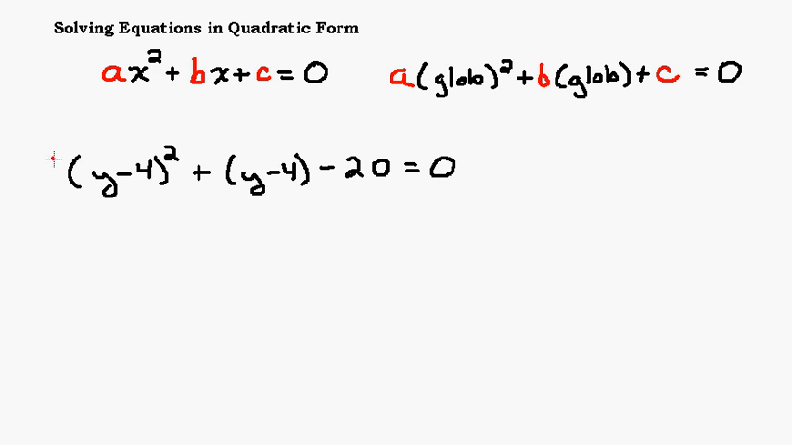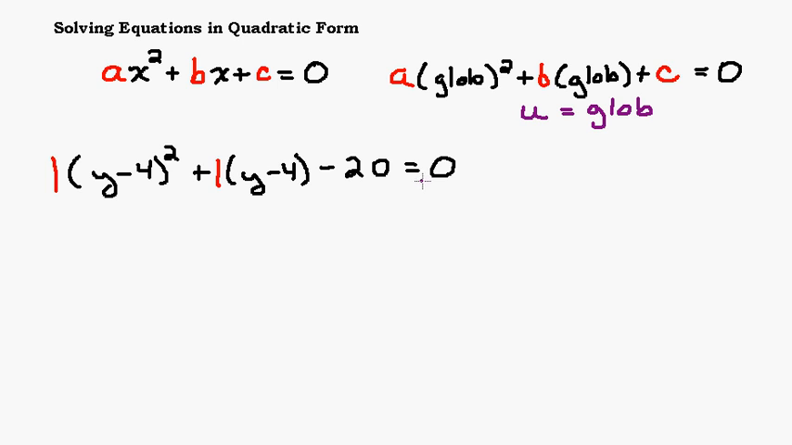We've got a 1 here. 1, here's your glob squared plus, and your b value is 1. Here's this same glob again, minus 20 equals 0. So what you want to do is a substitution. When you figure out what that glob is, and that's the most important part, then you're going to make a substitution with a different variable. Let's say u. So you let u equal the glob. That's what you want to do.